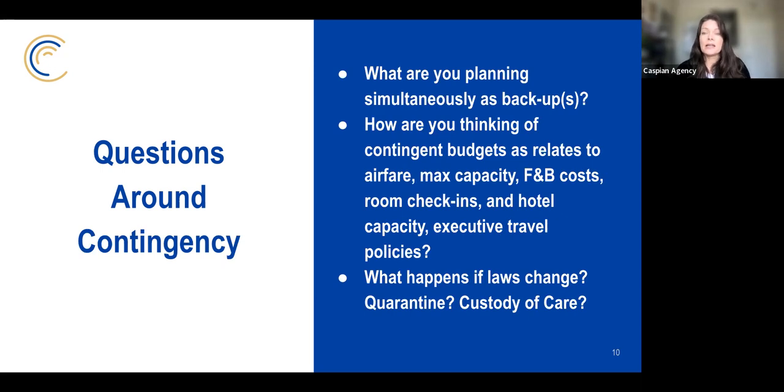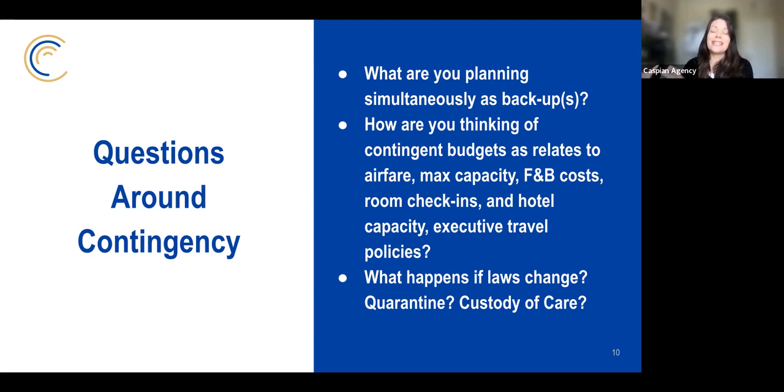For contingency, what are you planning simultaneously as backups? That could be seen as a responsibility for you or for your organization. Again, sometimes it's not as much legal; it can be what is perceived to be your responsibility around creating contingencies. How are you thinking of contingent budgets in your financial models with regards to airfare? Max capacities are shrinking because of COVID restrictions. They could shrink for other restrictions. I don't want to just focus on COVID, but that max capacity could be flexible for a lot of different reasons.